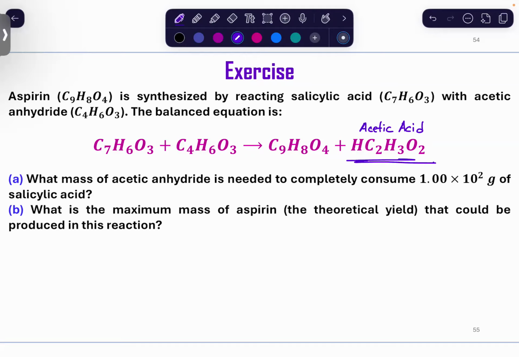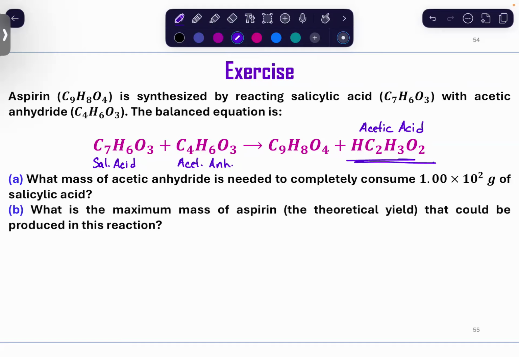So let's see, what mass of acetic anhydride, and that's going to be your acetic anhydride. This one is your salicylic acid. So what mass of acetic anhydride is needed to completely consume 1.0 times 10 to the second grams of salicylic acid? And then B, what is the maximum mass of aspirin, the theoretical yield, that could be produced in this reaction?